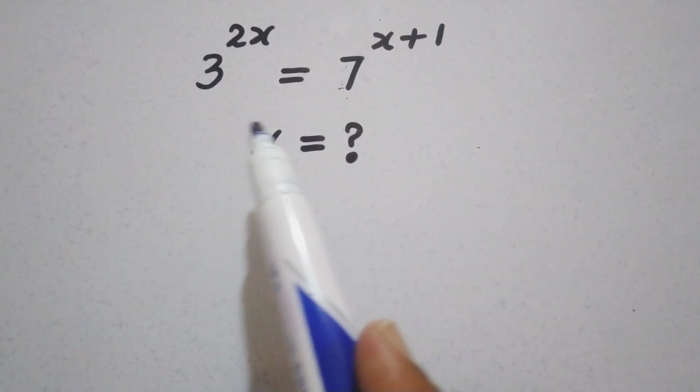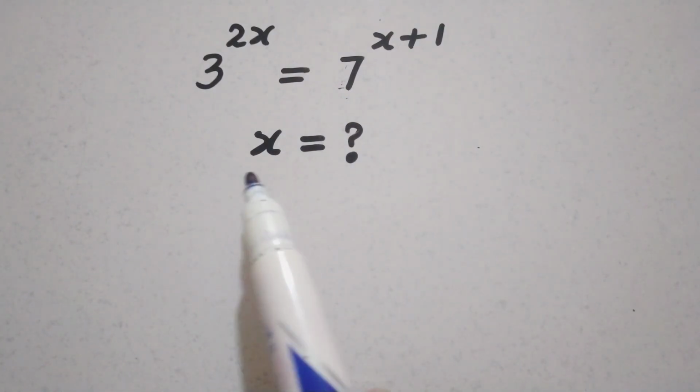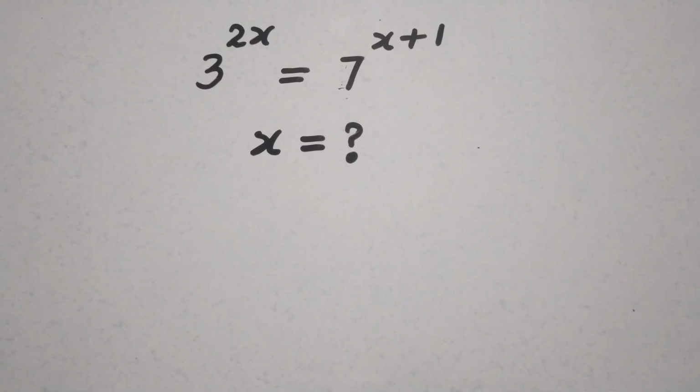3 to the power 2x is equal to 7 power x plus 1. We are interested to find x. Let's come to the solution.